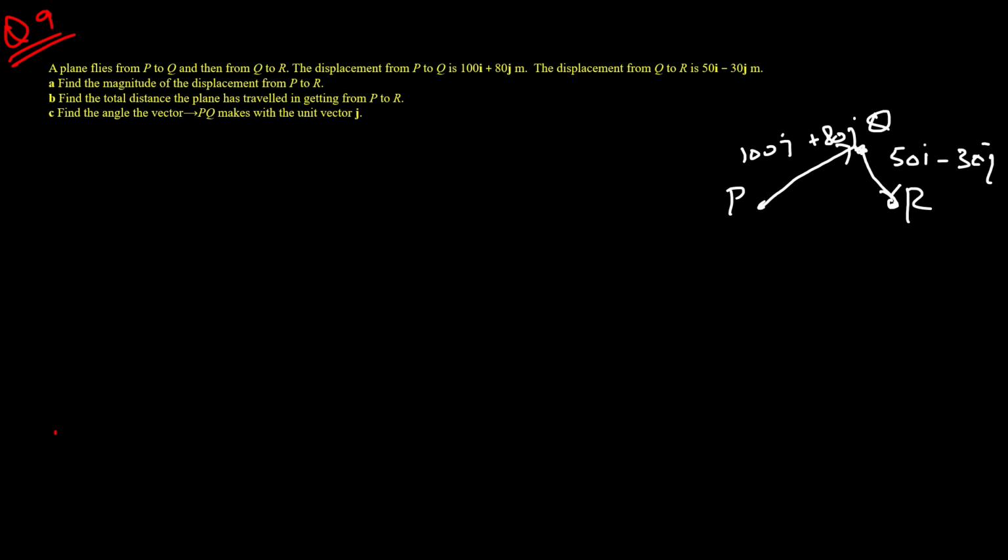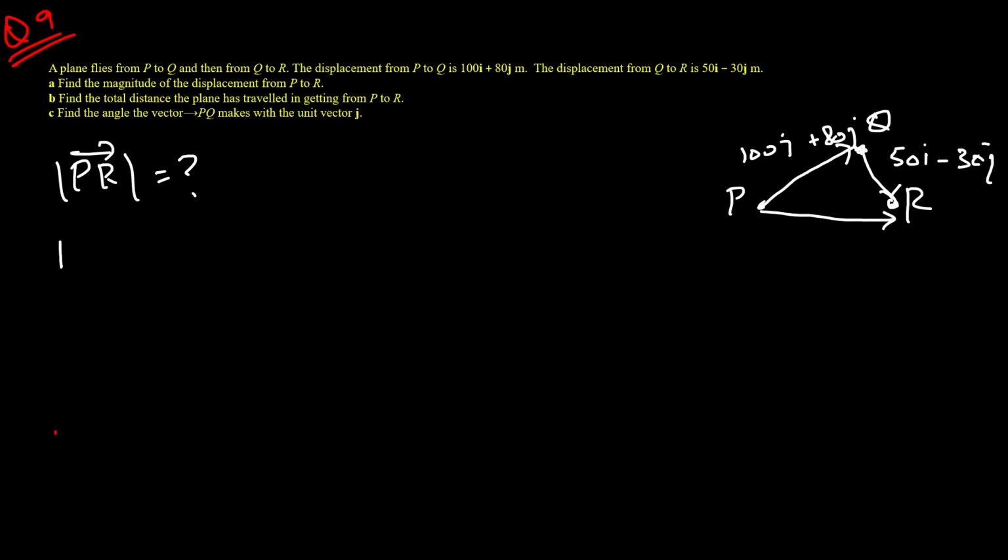We have to find the magnitude of the displacement from P to R. So basically we have to find the vector PR and its magnitude. That's the first part. Second, find the total distance the plane has traveled in getting from P to R, while moving from P to Q to R.